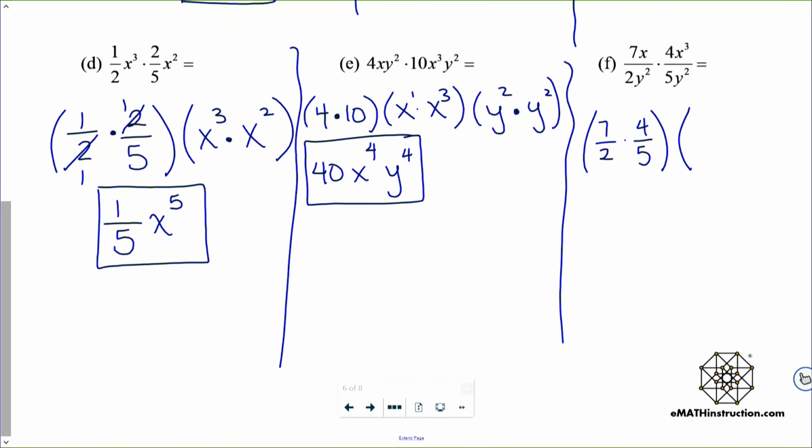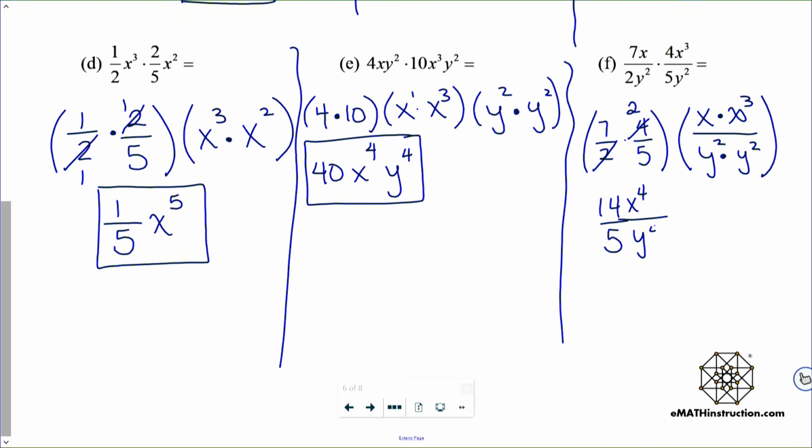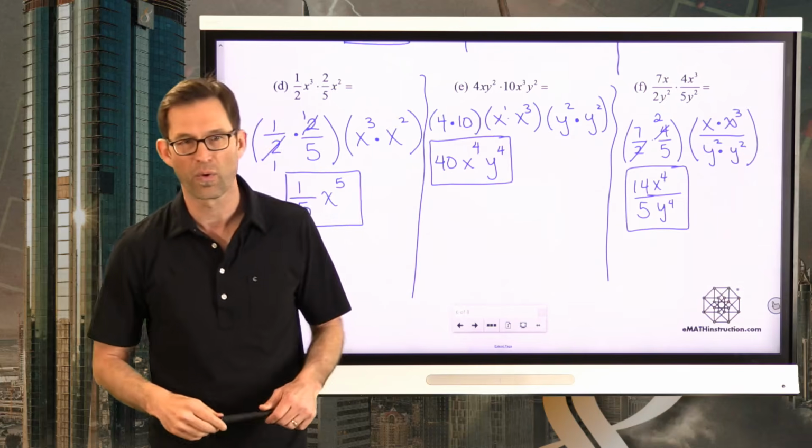All right, and then I'll multiply those numerators. That's going to be x times x cubed and y squared times y squared. Very similar to the last problem. I can do a little cross multiplying there. I can now get 14/5. In the numerator, I have x times x cubed. That's going to be x to the 4th. And in the denominator, y squared times y squared, y to the 4th. So very, very similar to the last problem with those x to the 4ths and y to the 4ths.